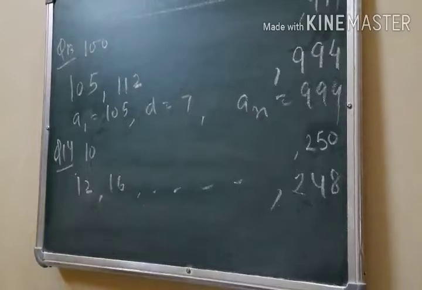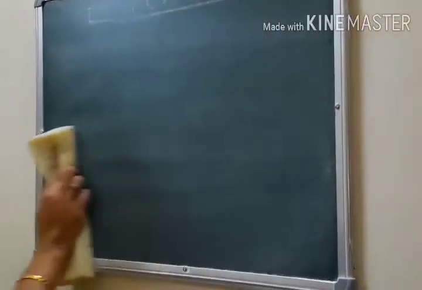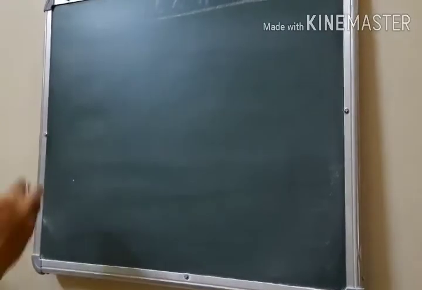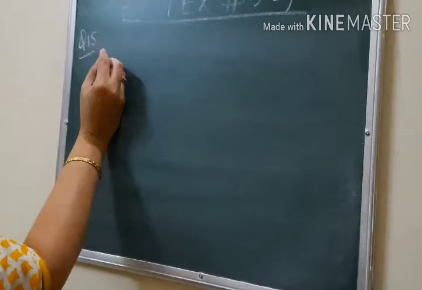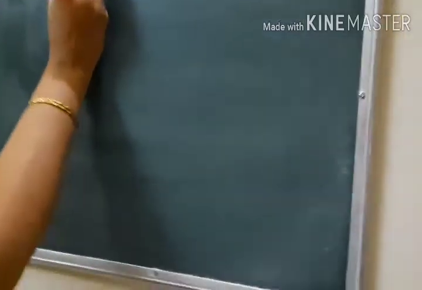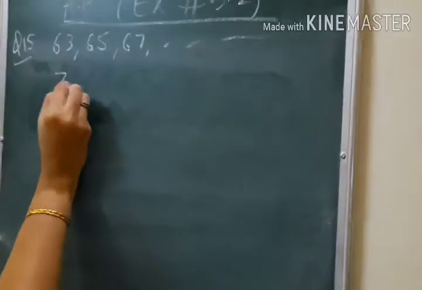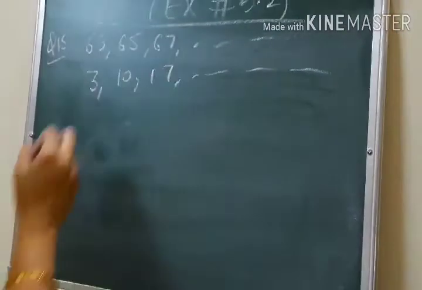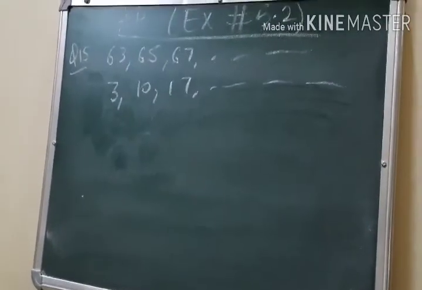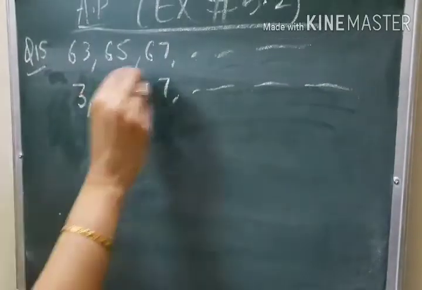Question number 15. Now the 15th question is, for what value of n are the nth terms of two APs equal? Two APs are given: 63, 65, 67 and so on, and the second AP is 3, 10, 17 and so on. Now both these APs have AN equal. The AN of both the APs are equal.